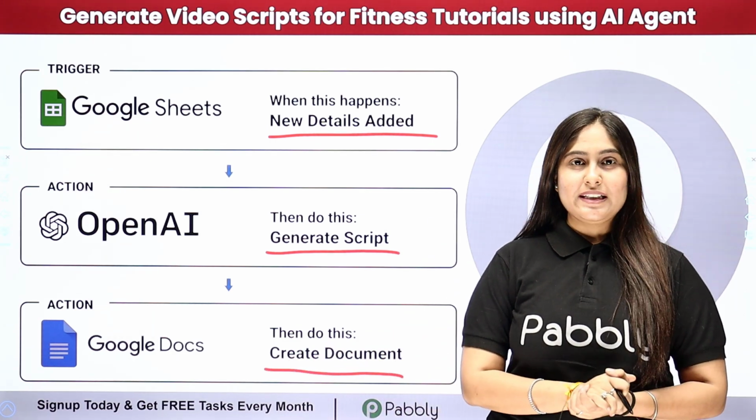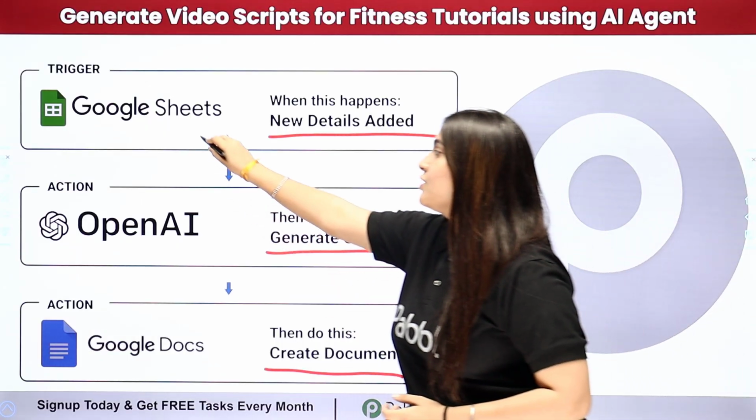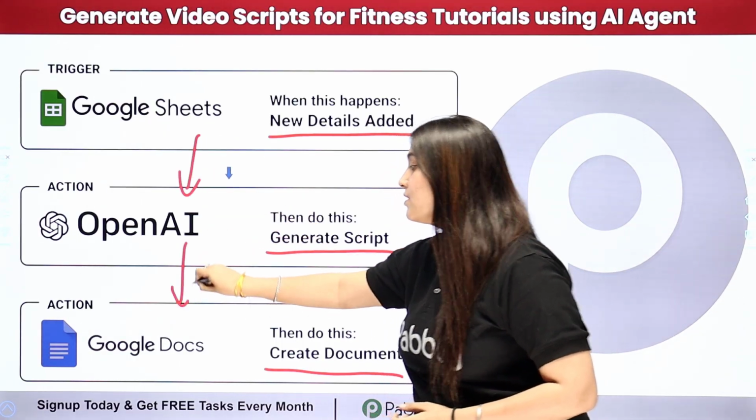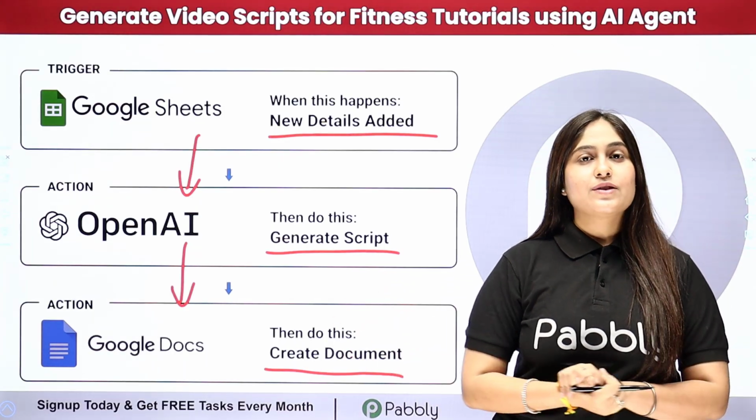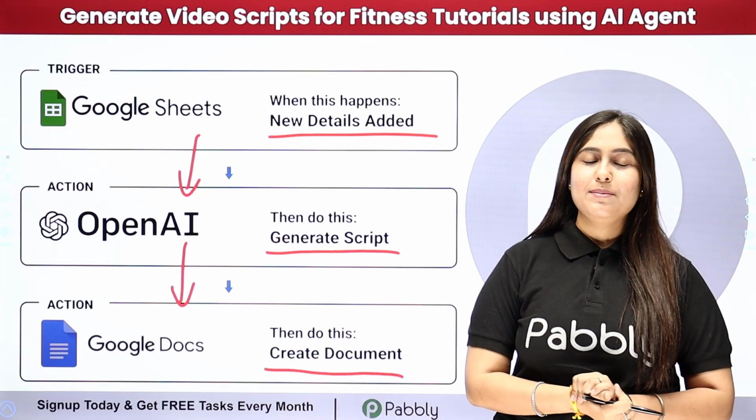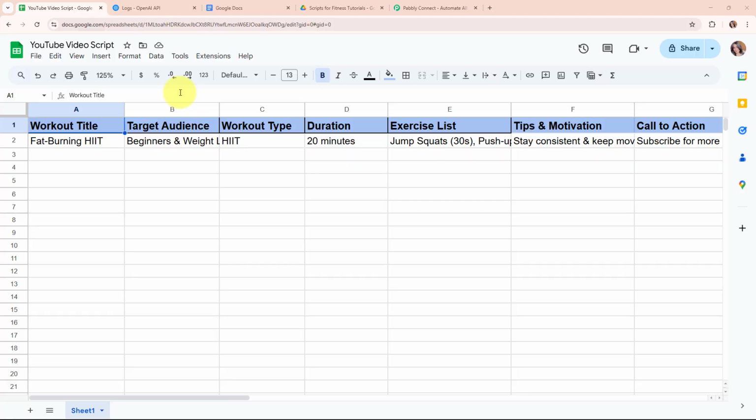So now here to automate the entire process, I need to connect my Google Sheets with OpenAI and Google Docs using an automation software named Pabbly Connect. So to see the working of this automation and to learn this process step by step, let me take you to my screen. Welcome to my screen.